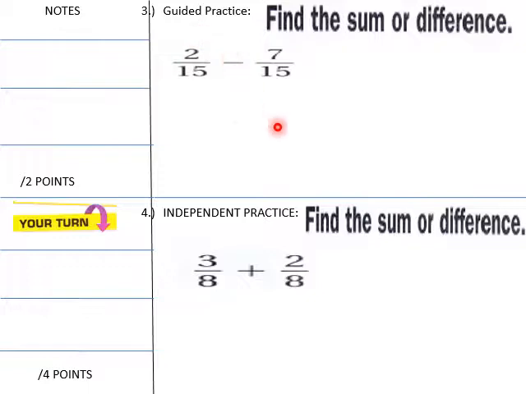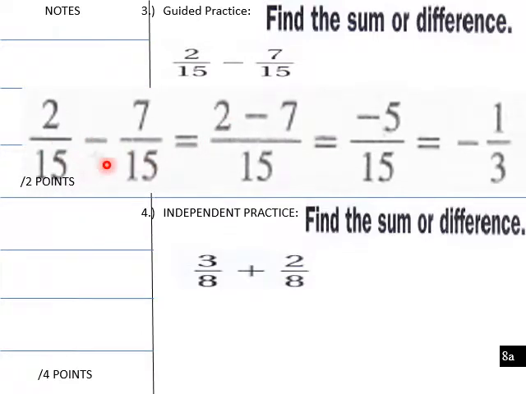Into our second guided practice, students, this is yours. We're going to do this one up here. 2/15 minus 7/15. 2 minus 7 over 15 is negative 5 over 15, which would be negative 1 over 3 when simplified.